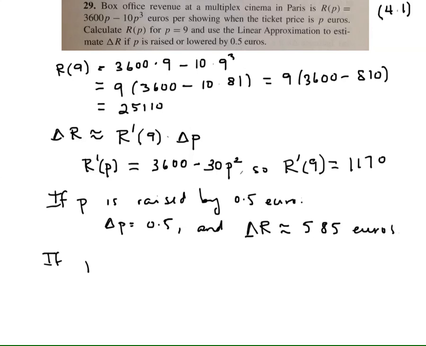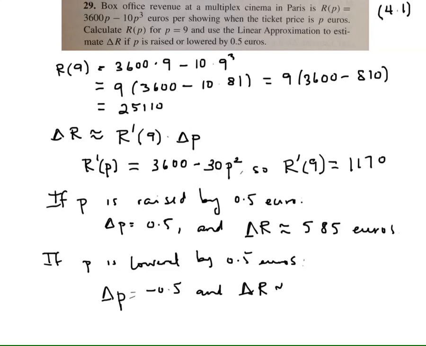And if p is lowered by the same amount, by half a euro, then delta p is negative 0.5, and the change in the revenue is negative 585 euros. In other words, the revenue should decrease by that much. Okay, and that's it.